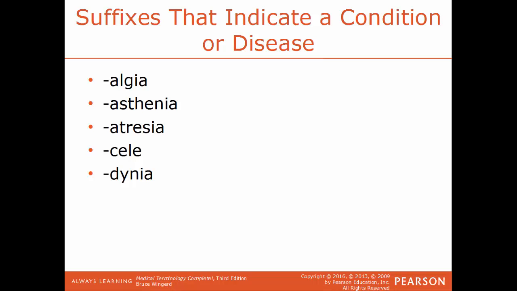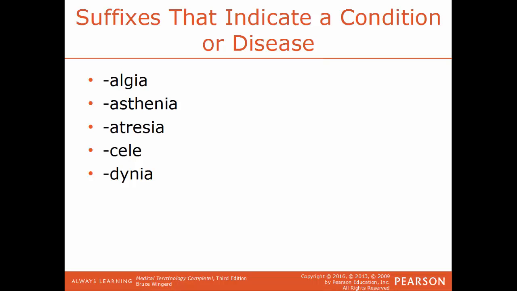They normally should be open, but when they are closed for some reason, or they are not open at all, you would use the suffix atresia. The next one, seal, that's a reference to a hernia. And the last one on the slide, dynia, is also a reference to pain.